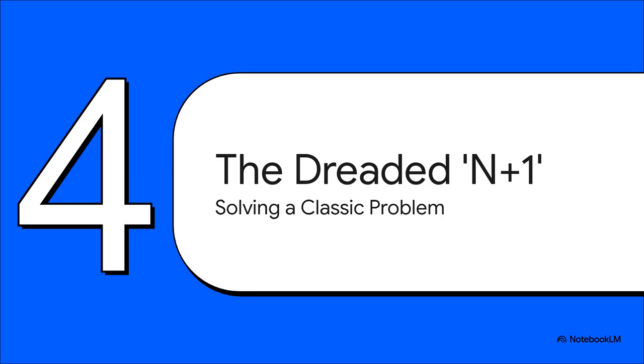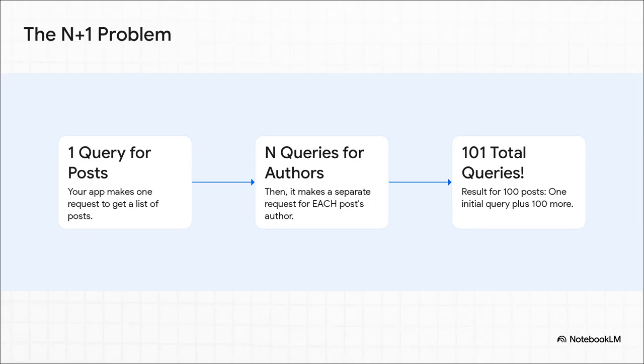This whole approach also solves another massive performance killer, something that developers absolutely dread. It's a classic issue known as the N+1 problem. Okay, so here's how this nightmare works. Your app makes one single query to get, let's say, 100 posts. That's the one. But wait, the author's name wasn't included.